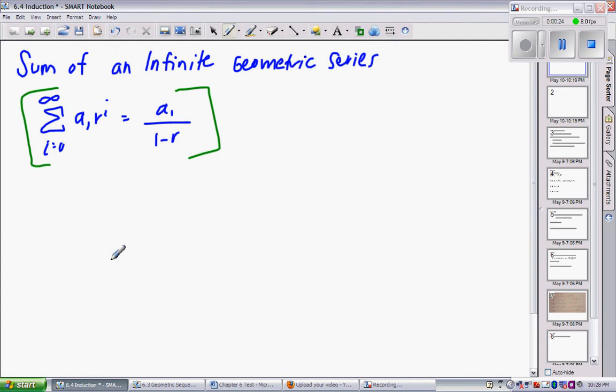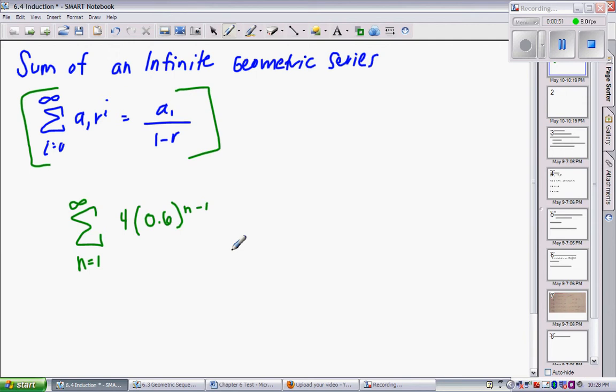So let's say I had an example. The sum of infinity, where n is equal to 1, of 4 times 0.6 to the n minus 1. Okay, well, I can use a calculator for this, but I can also use my formula to figure it out.